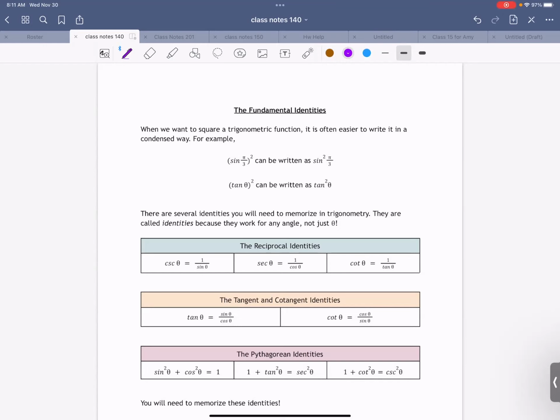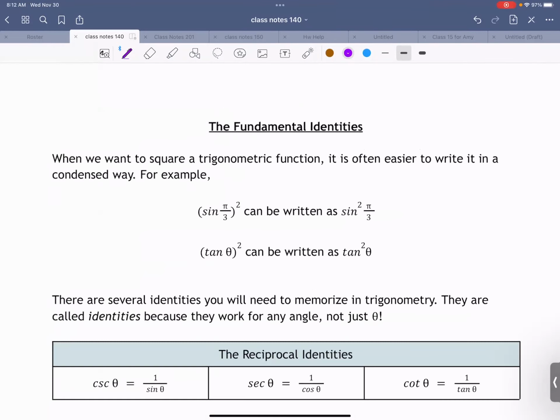Okay. So before we even talk about what an identity is, you might see some symbols that look a little bit confusing. So let's just go over that first, and then we'll talk about other stuff, okay? Let's say I wanted to take the sine of π/3 and square the whole thing. So what this is telling me to do is to take the sine of π/3, figure out what that number is, and then square it, right?